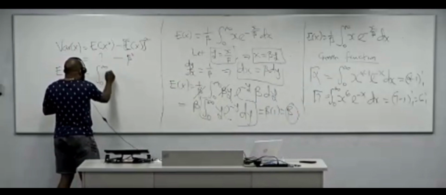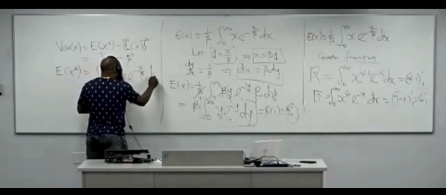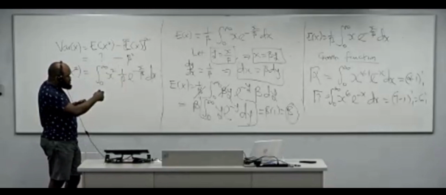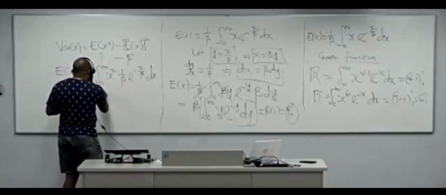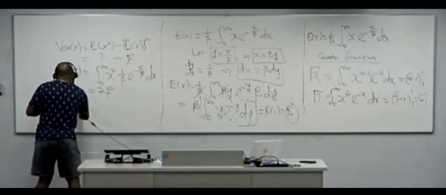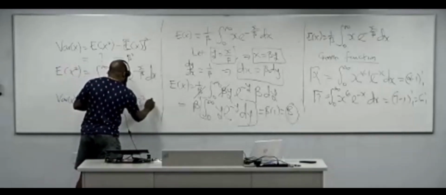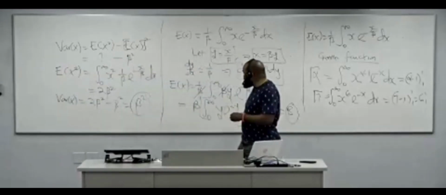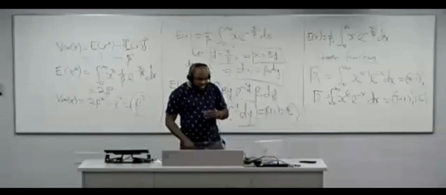The integral from 0 to infinity of x squared times 1 over beta e to the negative x over beta dx. Take a look at that. If you continue the way I did before, I think this is going to give you 2 beta squared. So you're going to have 2 beta squared minus beta squared, and that will give you beta squared. If you follow that, that is how the mean and the variance of the exponential distribution are derived.